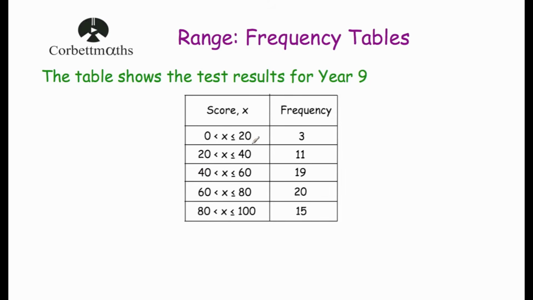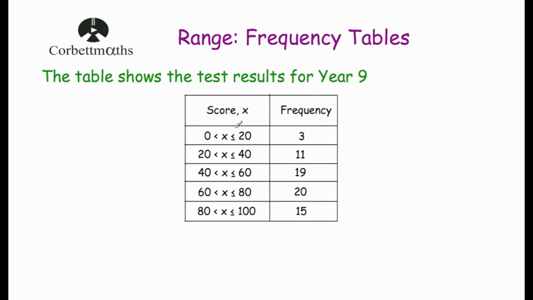Here we've got a grouped frequency table, and we've got our inequalities, so we can see they're grouped. It says the table shows the test results for year 9. We've got score, x, so x is bigger than 0 and less than or equal to 20, and we've got a frequency of 3. So 3 people scored more than 0, so that's good news, nobody got 0, but they scored up to and including 20. So they could have scored 1 point, 2 points, 19 points.